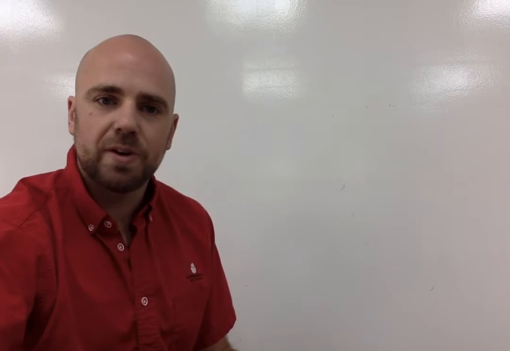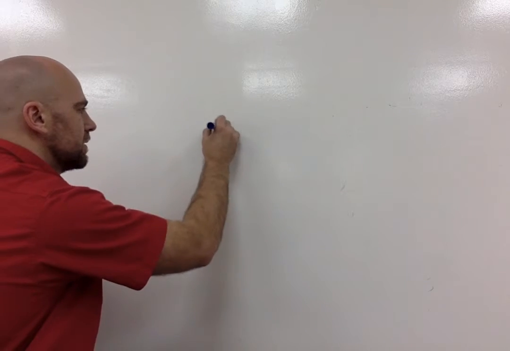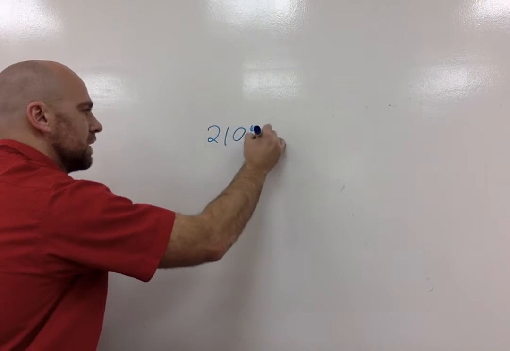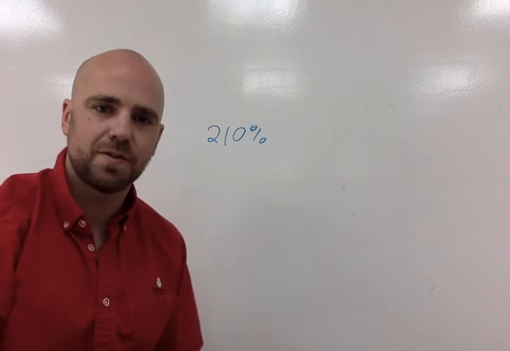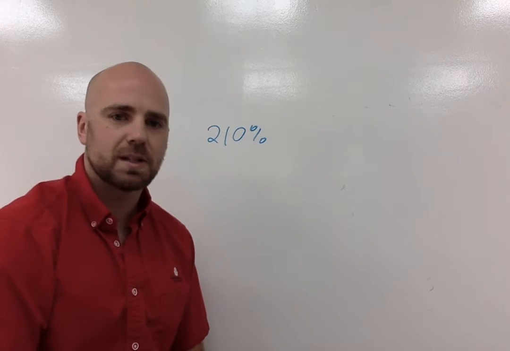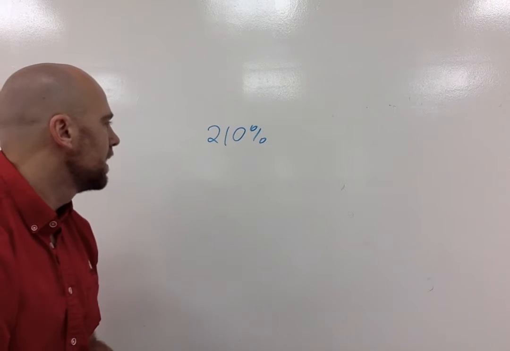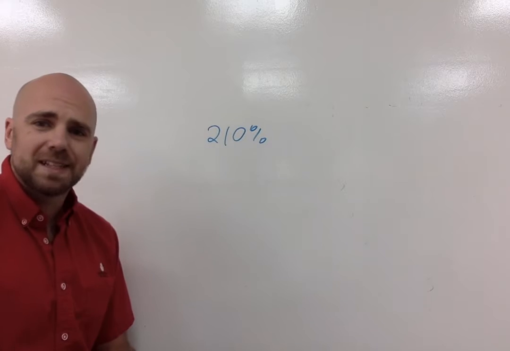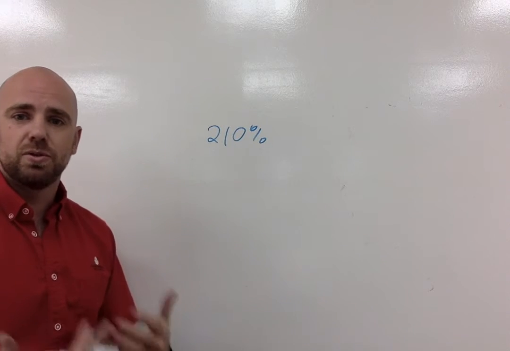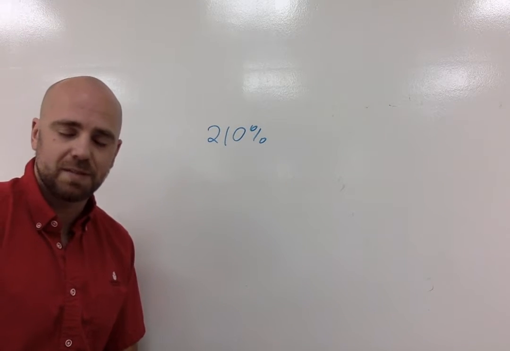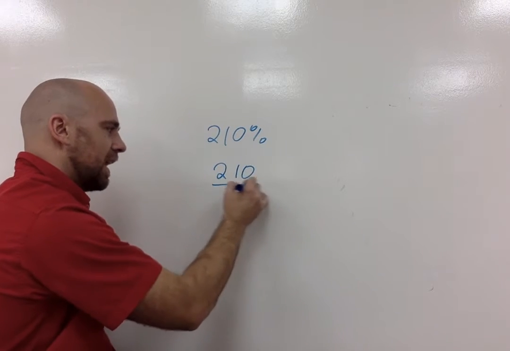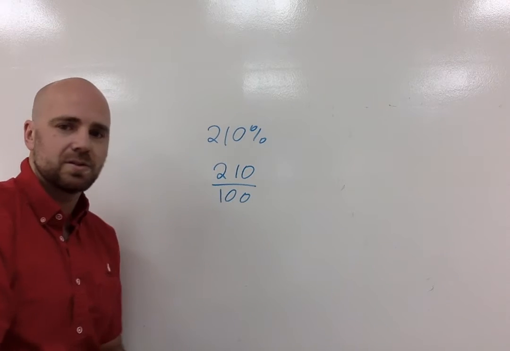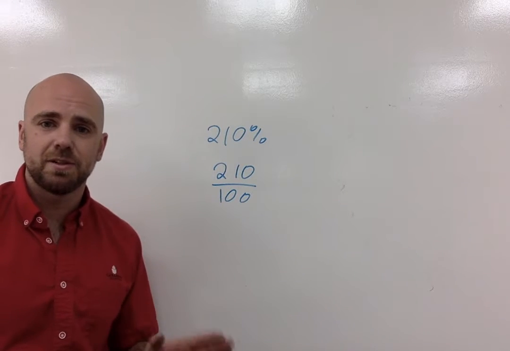Okay, so my first question is, write 210% as a decimal. Feel free to pause the video, and when you come back, we're going to explain exactly what we're looking at. All right, so 210% as a decimal. Just a reminder, percent means out of 100. So I can literally say 210 out of 100. It's no different from what we've previously been doing.